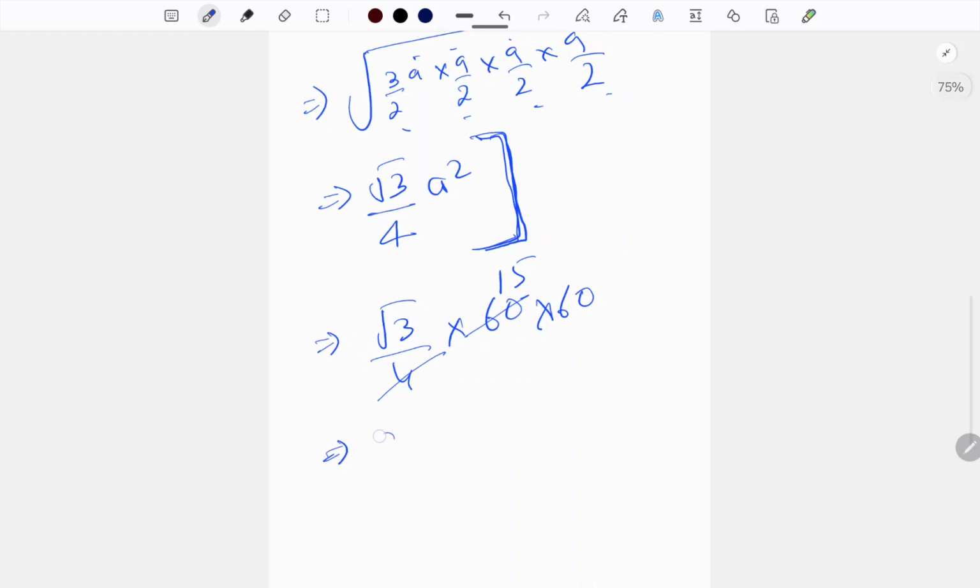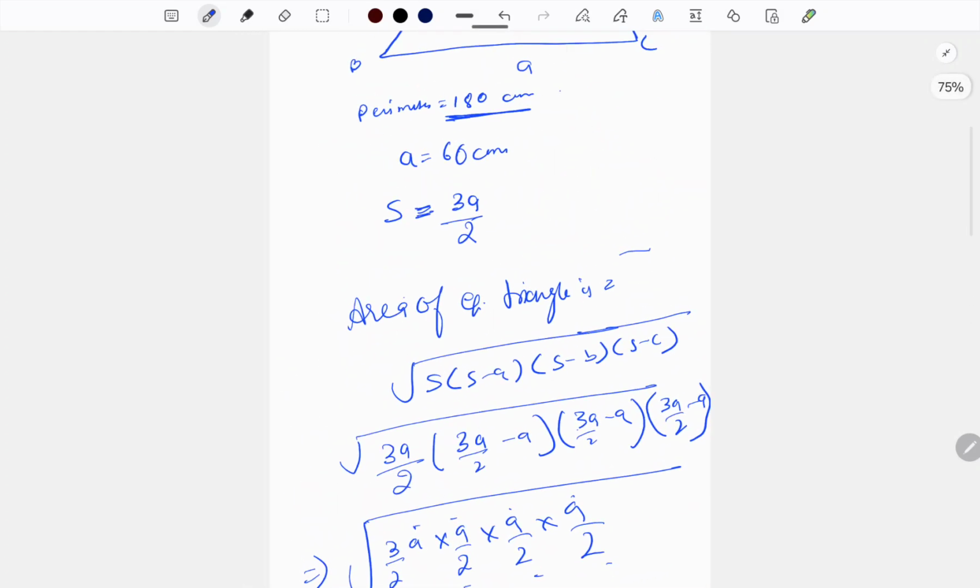So it will come 900 root 3 centimeter square. So this will be the area of the signal board. This is our answer. You can do it directly also. You can put the values here also.